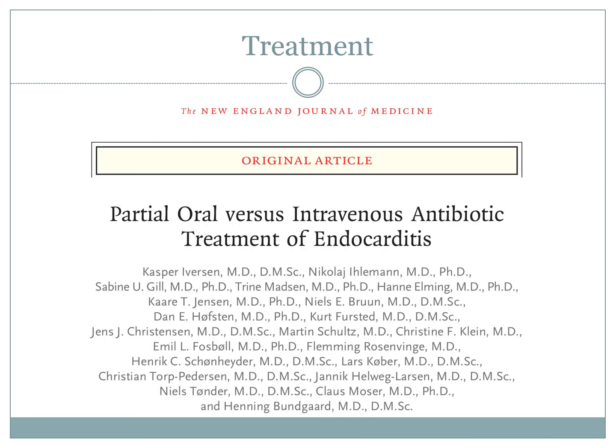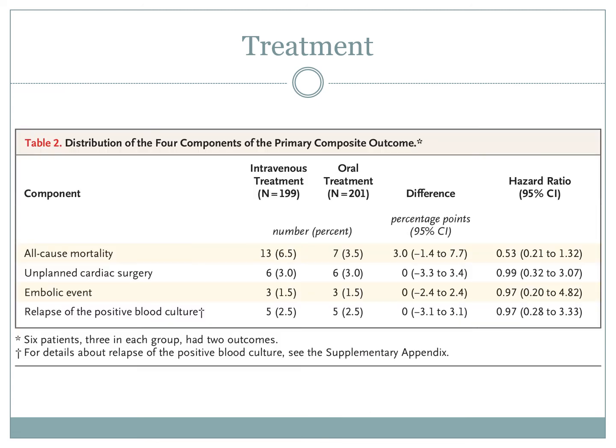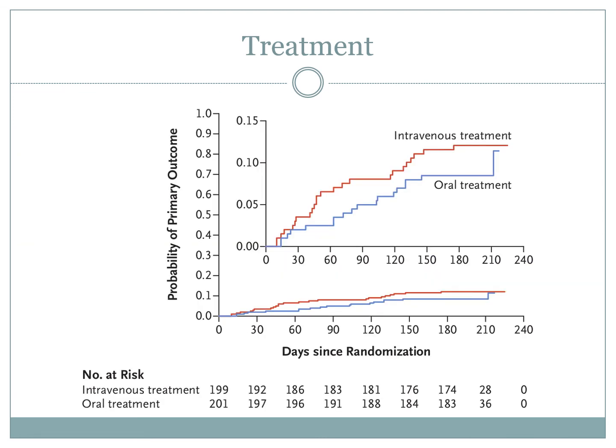This article was published in the New England Journal of Medicine for partial oral versus intravenous antibiotic treatment of endocarditis. And what they looked at was a primary composite outcome of all-cause mortality, unplanned cardiac surgery, embolic events, and relapse of the positive blood culture. The 4 components of the primary composite outcome were not statistically significant. Shown here in graphical format, intravenous versus oral treatment was not statistically significant.